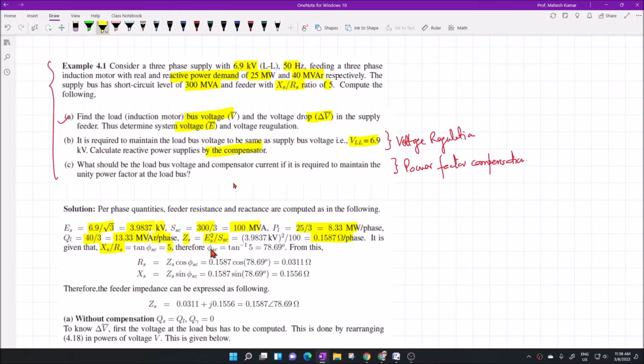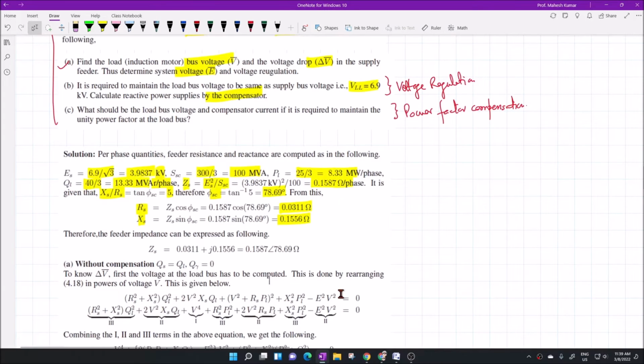This gives phi SC, which is tan inverse 5, that is 78.69 degrees, and this gives RS and XS. RS is ZS into cos phi S and XS is ZS into sin phi S. So the value of RS is found to be 0.03 and the value of XS is 0.15. And ZS is nothing but RS plus JXS. This is the value of ZS.